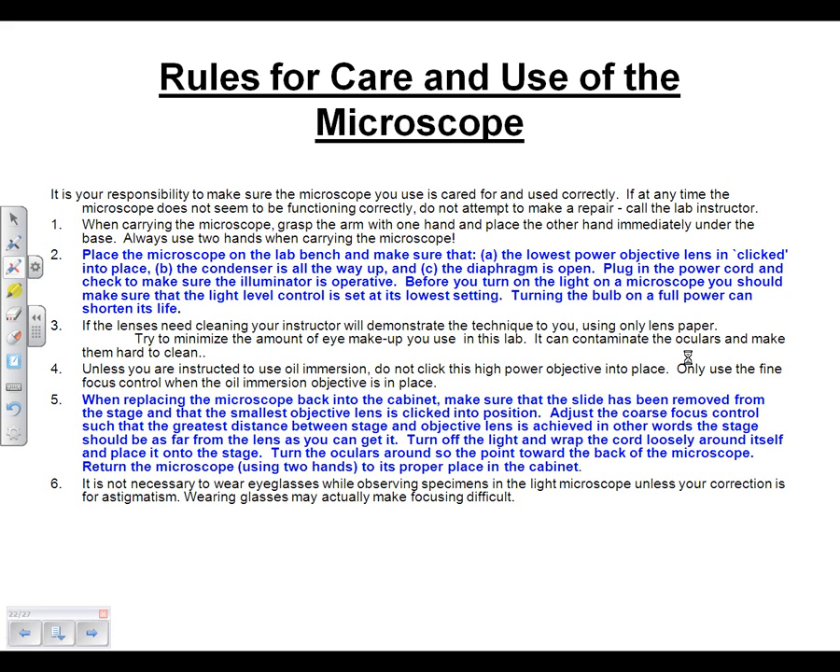And again, when you put the microscope away, make sure that you turn the stage way down so it isn't anywhere near the objectives, and make sure that you have the light turned all the way off.